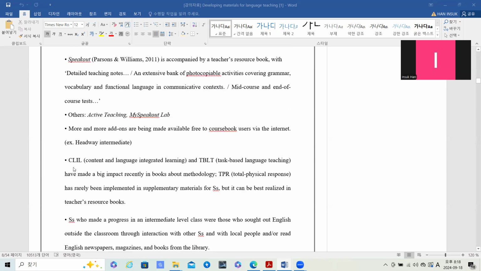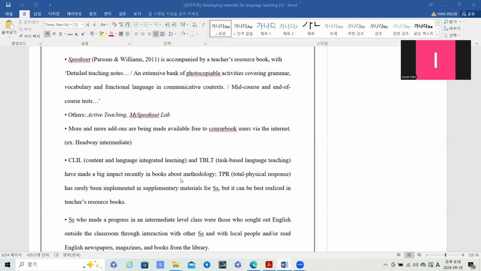Next one, CLIL and TBLT, TPR. These words are very commonly used in the field of English language teaching. CLIL means content and language integrated learning. Sometimes this is called just content-based language learning, CBI or CBL. And TBLT is task-based language teaching. These have made a big impact recently in books about methodology.